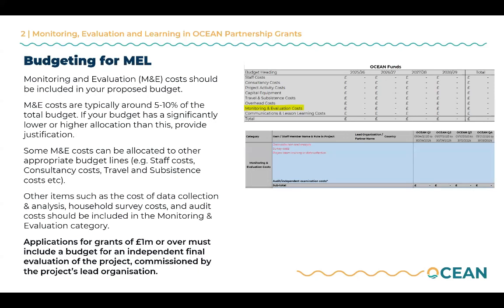If you're applying for a grant of £1 million or over, you will also need to include a budget for an independent final evaluation, and that should be commissioned by the project lead organisation. This is, as opposed to the audit, which is looking at your financial situation, more focused on your project results. So the minimum requirement here is that you would be planning for a final evaluation from an independent evaluator by the end of your project.